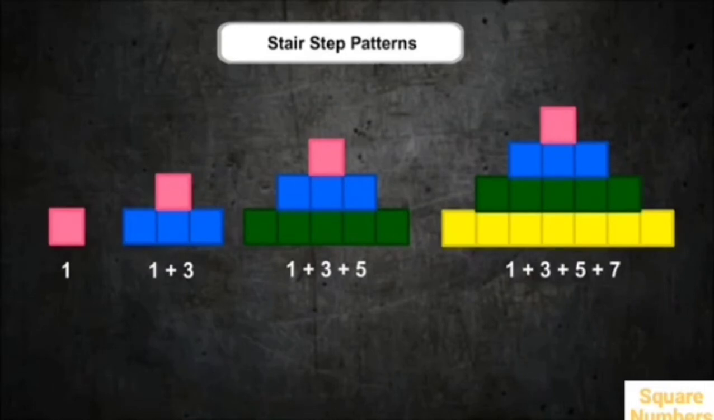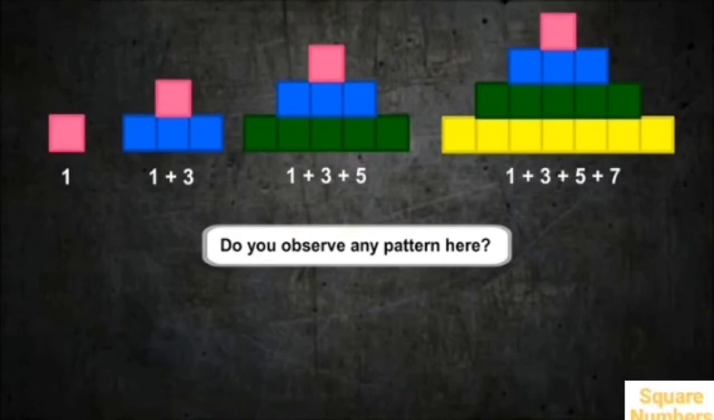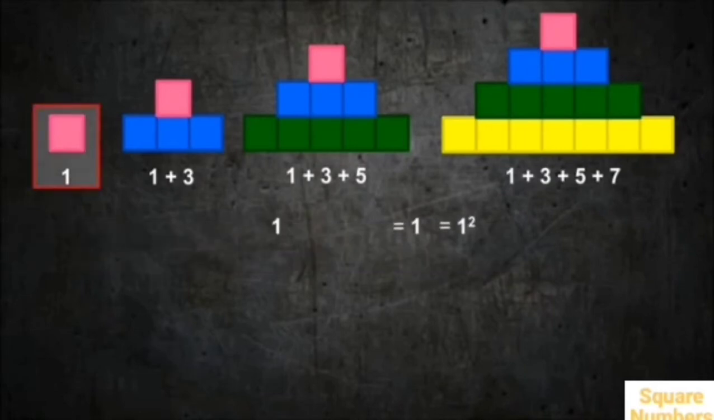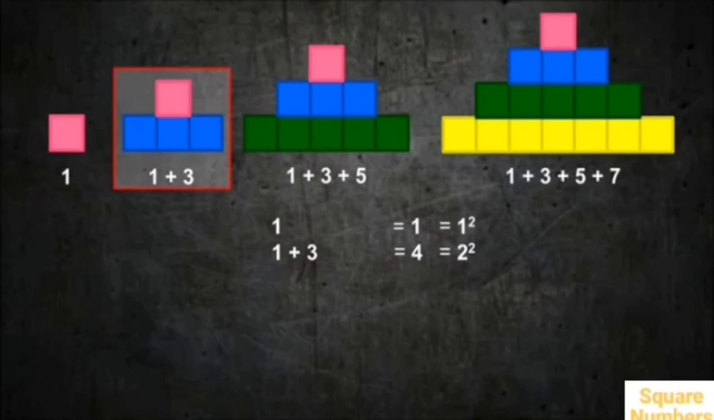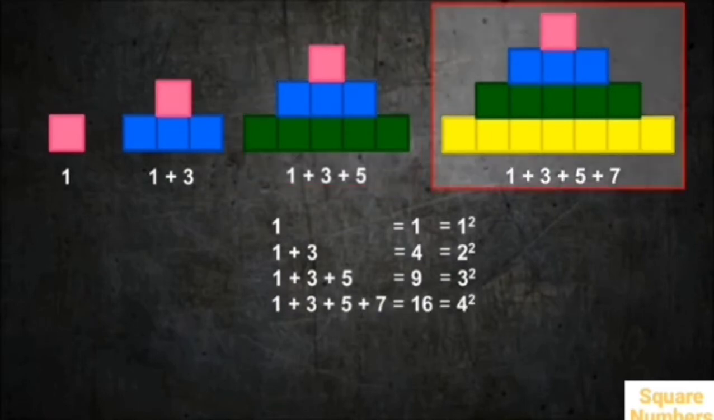So in this way we can find the non-square numbers between two consecutive square numbers. Now let us see the stair-step pattern. Now tell me, do you observe any pattern here? Now consider the following. The square of 1 is 1. Then the sum 1 plus 3 is 4, which is the square of 2. Then the sum 1 plus 3 plus 5 is 9, which is the square of 3. And lastly, 1 plus 3 plus 5 plus 7 gives 16, that is the square of 4.